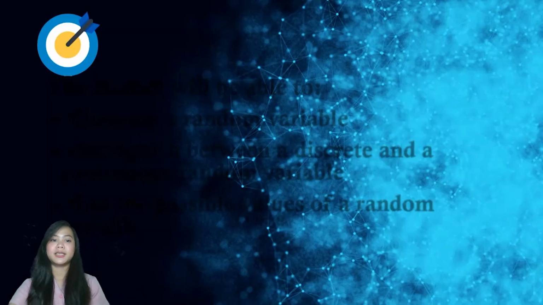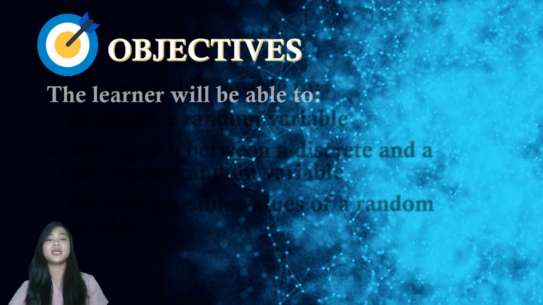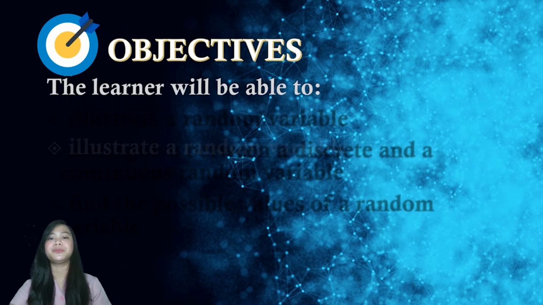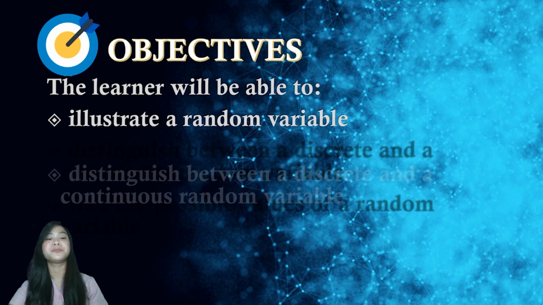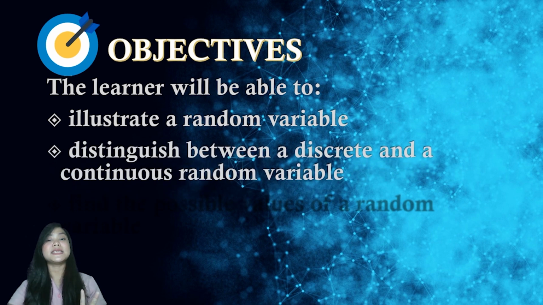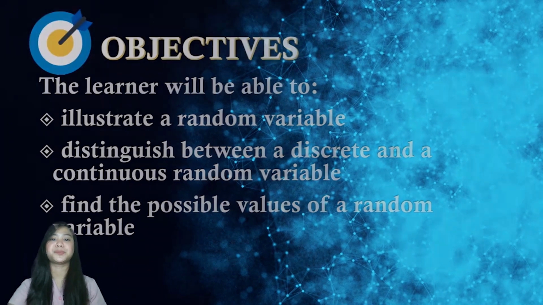So let us have our objectives for today's discussion. The learner will be able to first illustrate a random variable, since our topic is a random variable. Second, distinguish between a discrete and a continuous random variable. And lastly, find the values of a random variable.